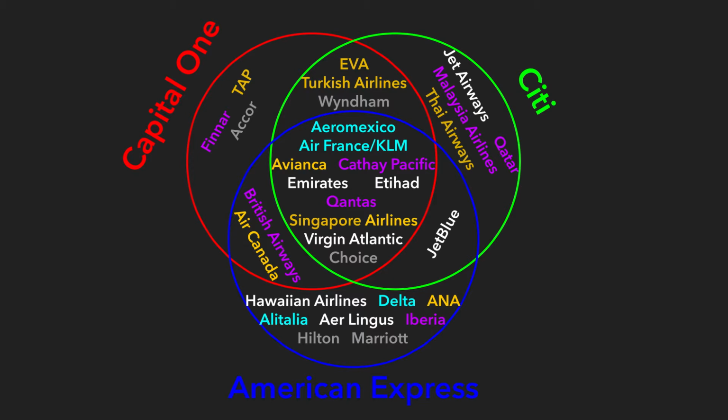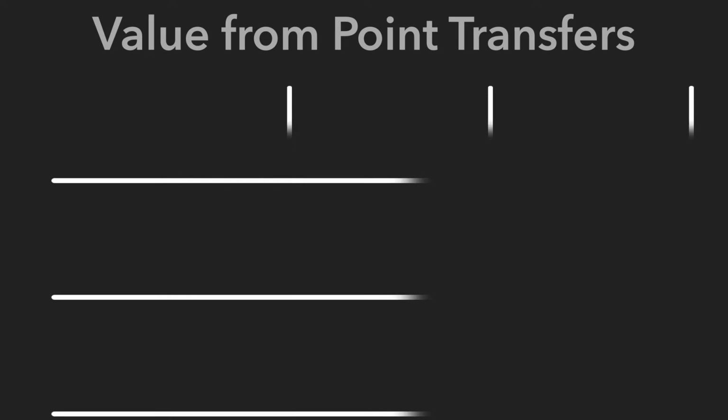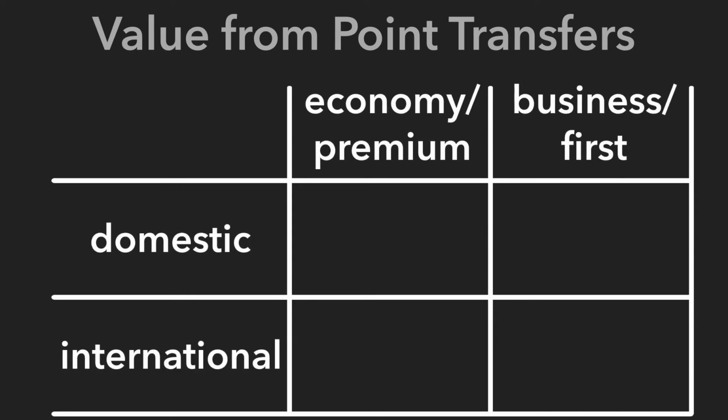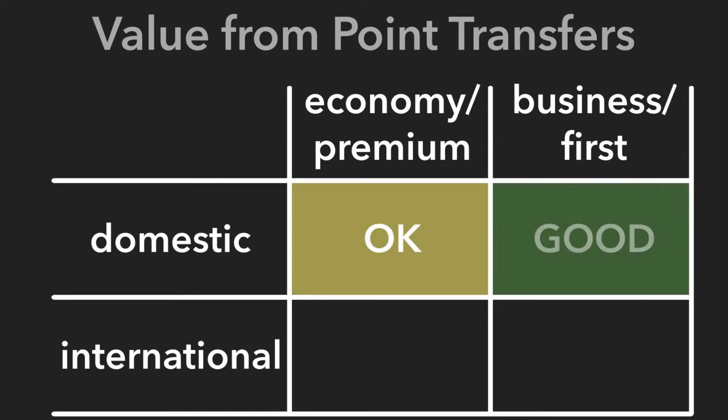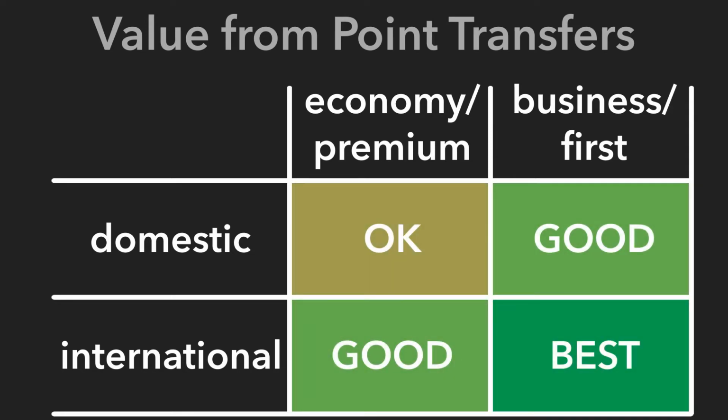Thinking just about flights for the moment, I'll come back to hotels at the end. If we categorize them into domestic versus international and economy versus business or first, the best value for points is going to come from the most expensive flights, so business and first international travel. Economy domestic flights will typically have the worst value.